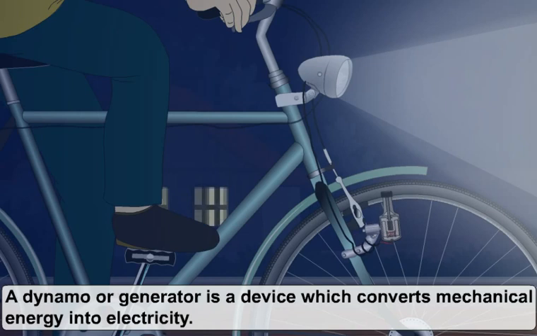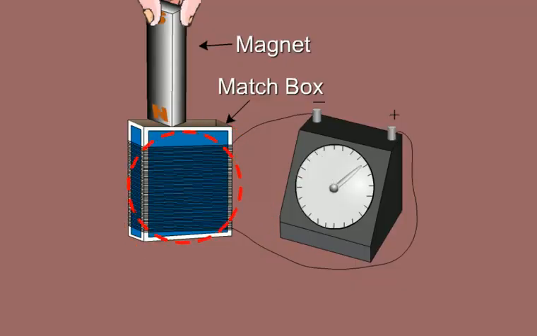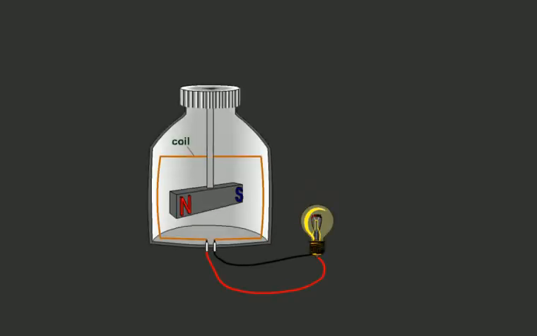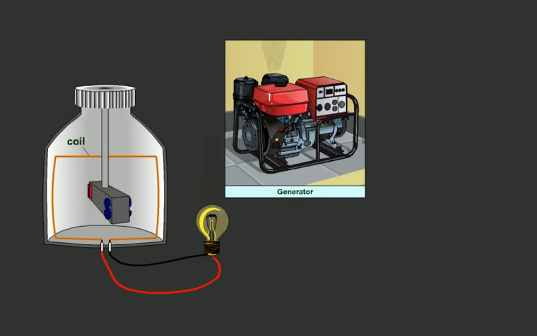When a magnet is moved quickly in or out of a coil of wire, a current is found to flow in the wire. This principle is used to produce electricity from the generator or dynamo.